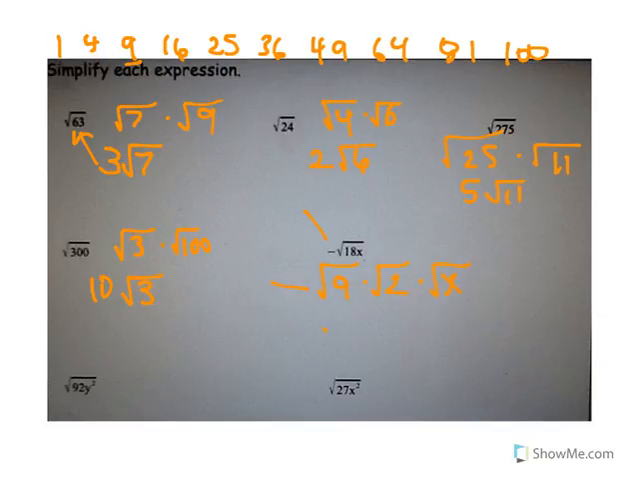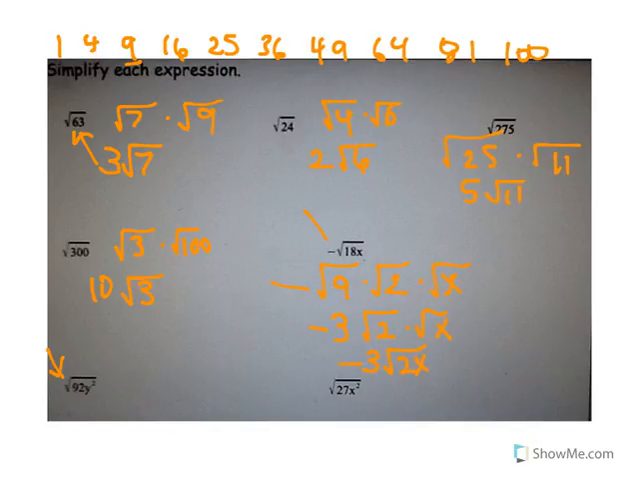So then I can simplify this. This could be negative 3 times the square root of 2 times the square root of x. And so then I recombine them. It's going to be negative 3 times the square root of 2x.